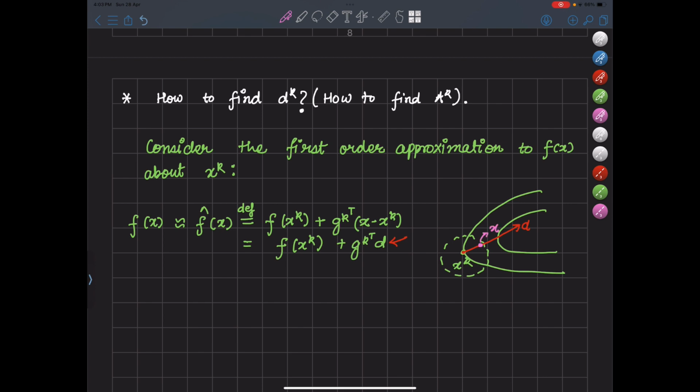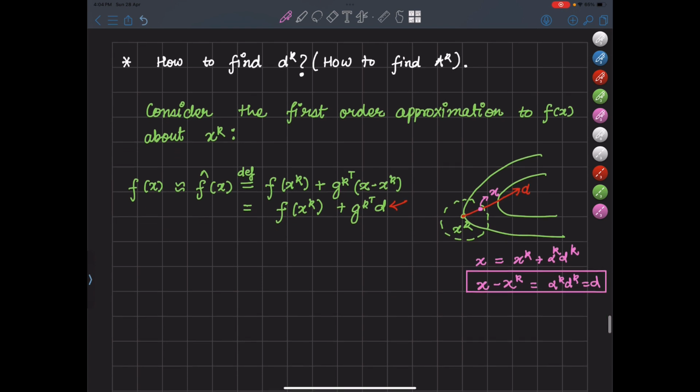So x is actually given by xk plus some alpha times d, right? We assume that this is some vector d which includes the step length magnitude in itself as well. So that's what we are assuming here. So d is basically direction plus magnitude.